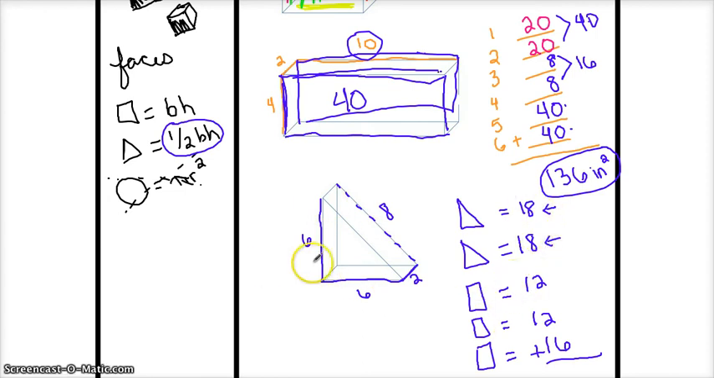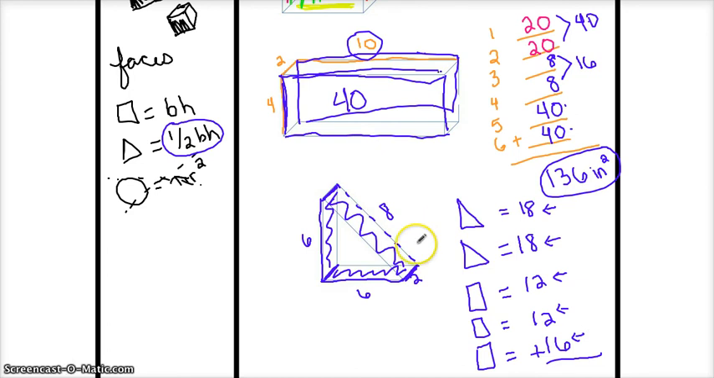And then I did this rectangle next, and 6 times 2 gave me 12. And then I'm doing this rectangle next, and 6 times 2 is 12 again, because this is 2. And then for this rectangle over here, I did 8 times 2 because this is 2 and this is 2. So 8 times 2 gave me 16.